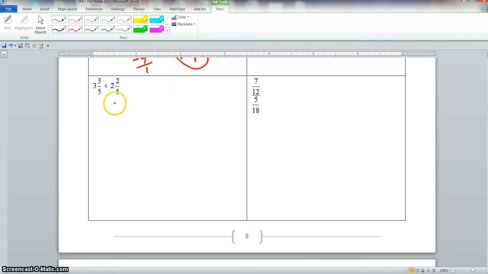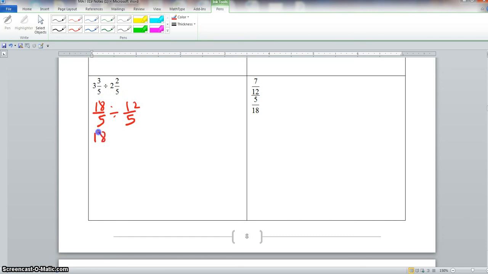Now, we scroll down here to the next problem. We had two mixed numbers divided by each other. Before we do anything, we need to change these mixed numbers to improper fractions. So our denominators will remain the same. So we'll take 3 times 5, which is 15, plus 3, which is 18. 2 times 5 is 10, plus 2 is 12.